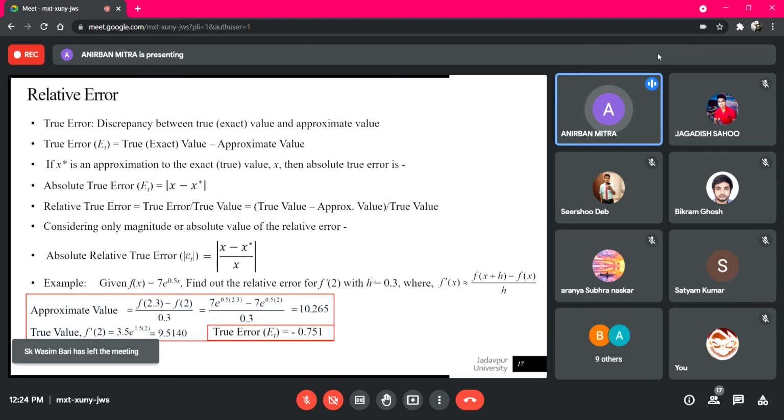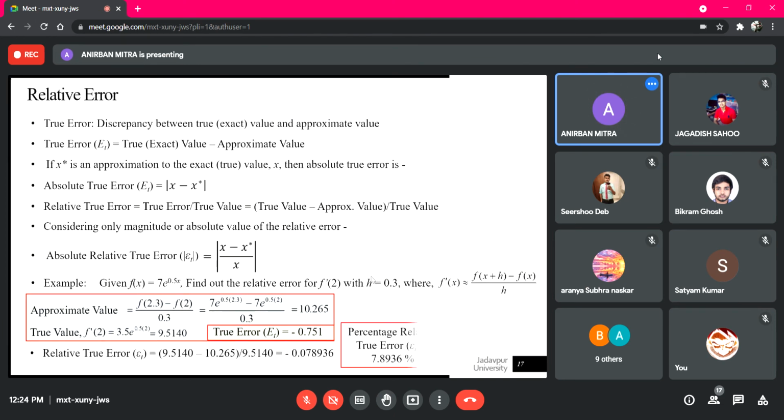So now we calculate the relative true error. The relative true error would be this true error divided by the true value. And that is what we have done here. And we have obtained a value of minus 0.078936. This is the relative true error. We can obviously convert it to percentage, multiply it by 100 and consider only the magnitude, and we get 7.8936% relative true error.